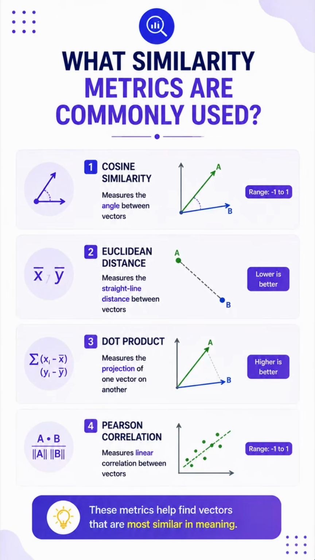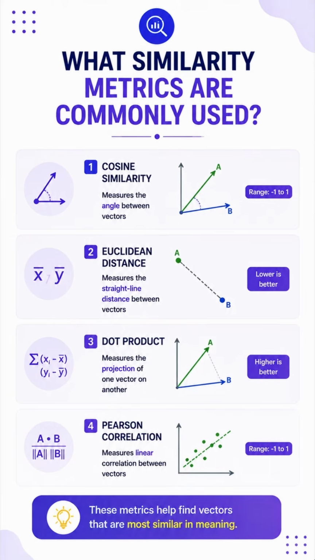What similarity metrics are commonly used in vector databases? Similarity metrics are mathematical methods used to measure how similar two vectors are. In a RAG application, they help the vector database find documents that are closest in meaning to the user's query. The most commonly used metric is cosine similarity.